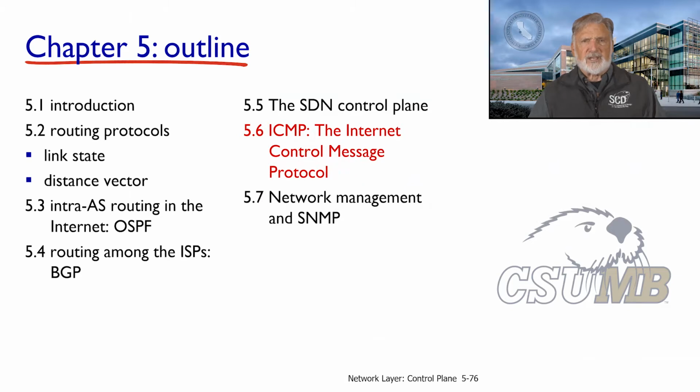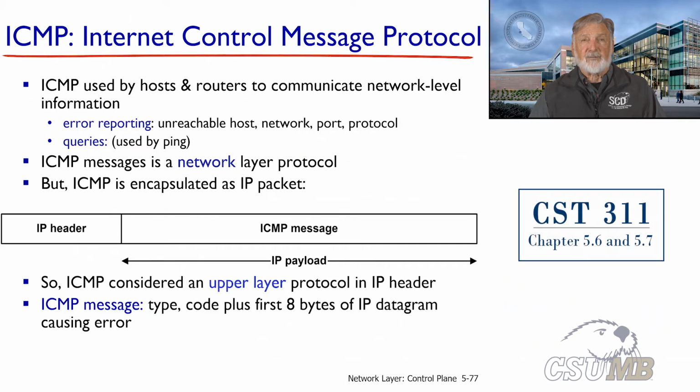The first is ICMP, Internet Control Message Protocol. Hosts and routers use ICMP for queries and basic error reporting. ICMP operates at the network layer. The ICMP message is encapsulated in an IP packet as the IP payload, much like OSPF. It is identified by its upper layer protocol number 1 in the IP header. The specific function of the ICMP message is identified by a type and a code.